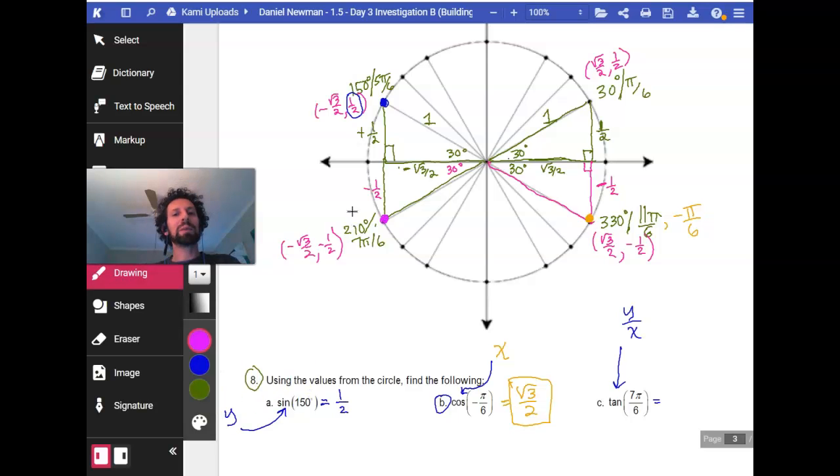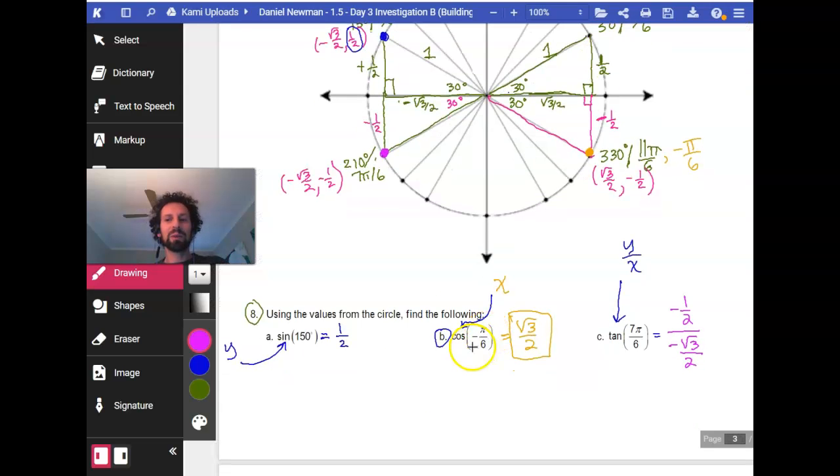That point corresponds with a terminal ray at 7 pi over 6. So the y-coordinate at that point, and this is important, is a negative 1/2. That's this value right here. We've got to make sure we use the positive and negative correctly. The x-coordinate is going to be negative rad 3 over 2. Okay, so all we need to do is simplify this answer, and then we'll be done.